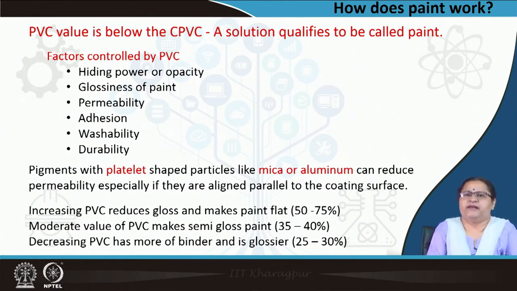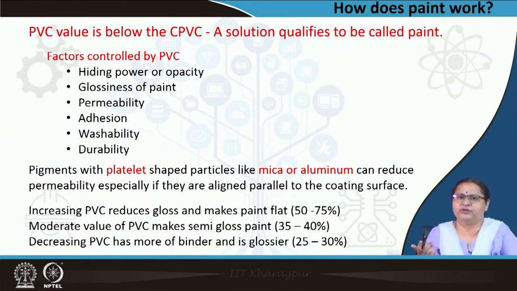Pigments with platelet shapes, usually these base etc., as I told you, are in micron size. Here you see we can have these shapes, usually considered as spherical, but we can have platelet like shapes like mica, alumina and aluminium, and they can reduce the permeability if they are aligned parallel to the coating surface. That is again a skillful job. If you are getting that, then with a lesser amount of material you can have a very uniform spread. So the key takeaway from here is PVC should be below the CPVC, and the lesser the PVC value, the glossier the paint; the higher the PVC value, the flatter the paint.